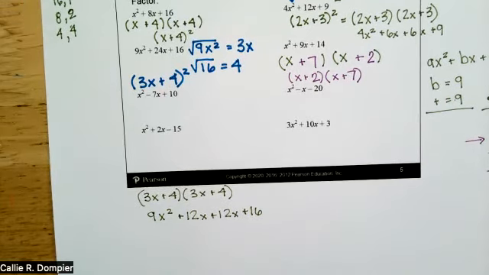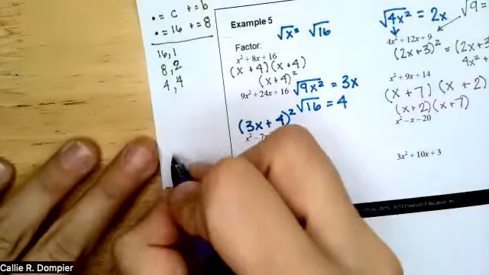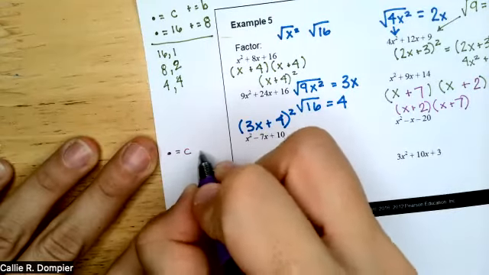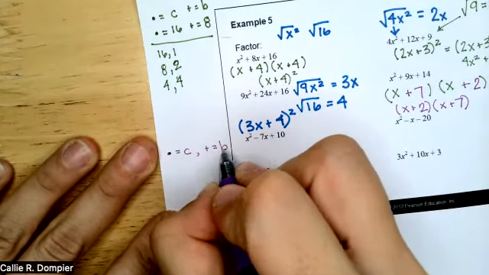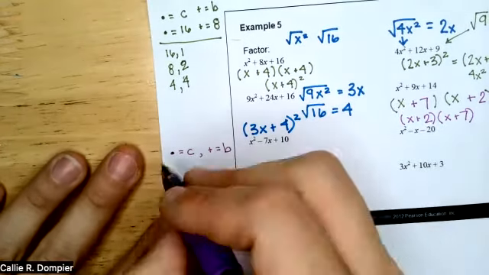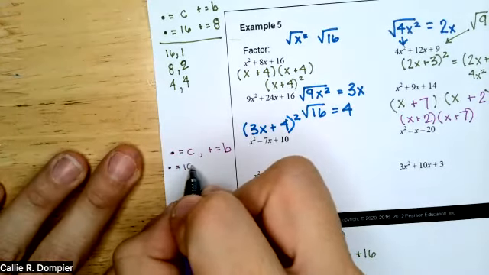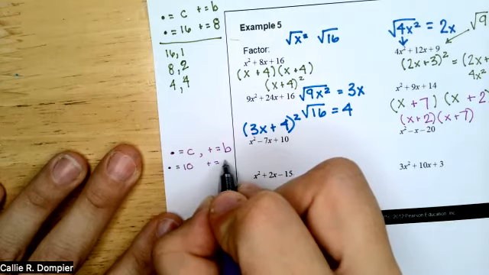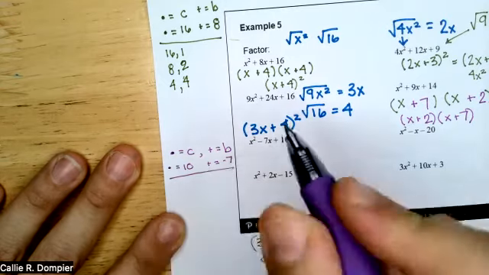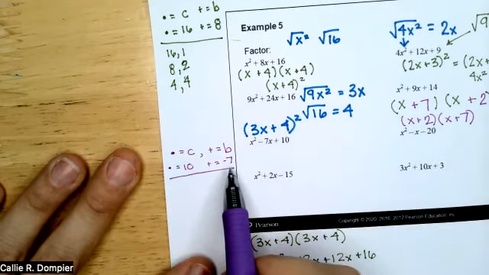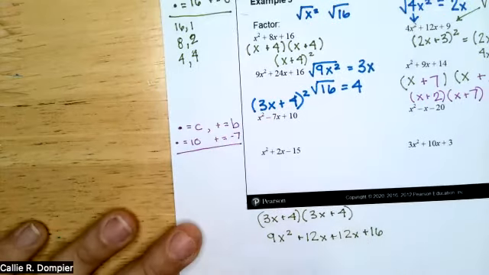x squared minus 7x plus 10. It needs to multiply to equal c, add to equal b. My c is 10. My b is a -7. So in this case, it needs to multiply to a positive, add to a negative. So it's going to be two negative numbers, right?